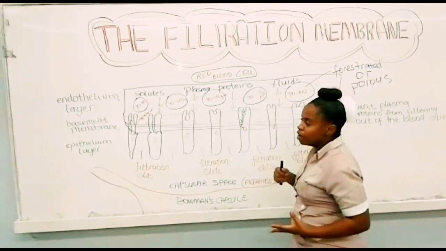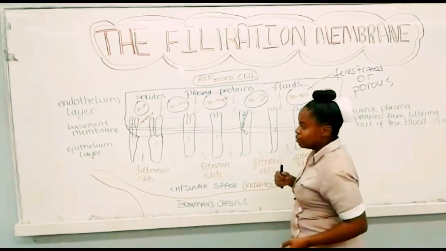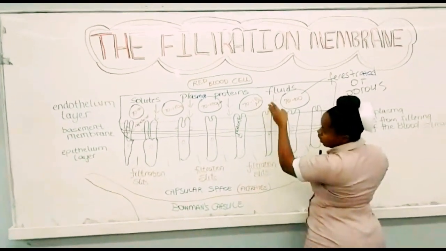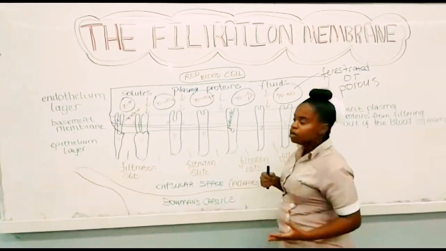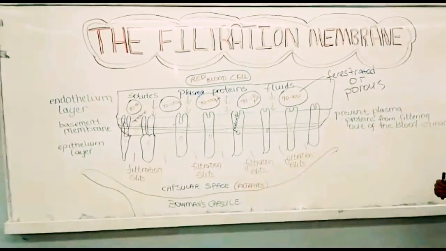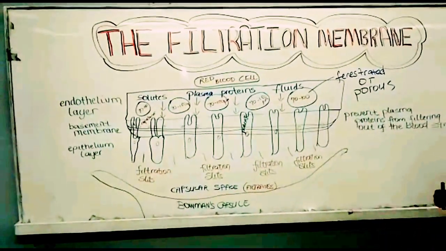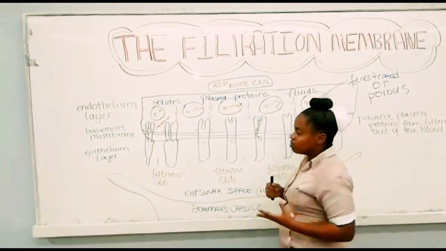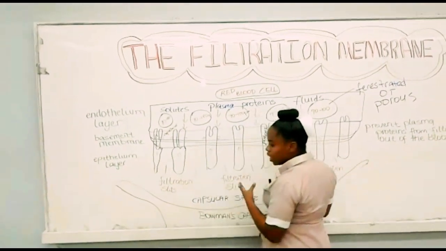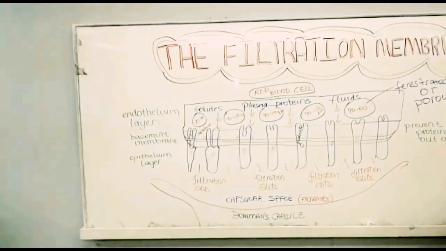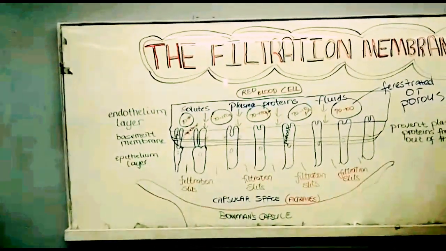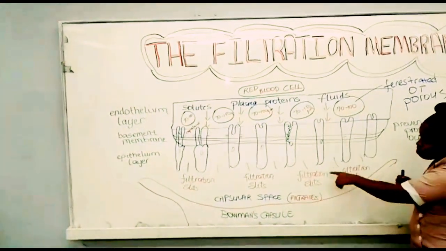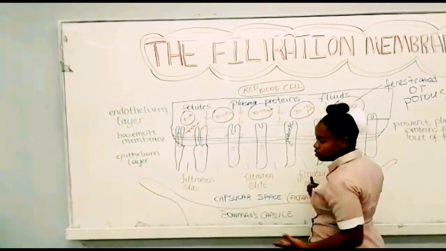The second membrane or layer is the basement membrane. This layer also consists of three layers that are fused to the endothelium layer. The basement membrane's job is to prevent plasma proteins from filtering out of the bloodstream. The third layer is the epithelium layer. This layer consists of specialized cells called podocytes. These cells are attached to the basement membrane by foot processes or pedicels. These pedicels wrap around the capillaries but leave slits between them called filtration slits.